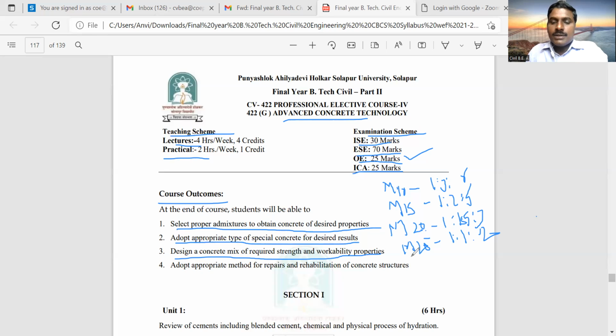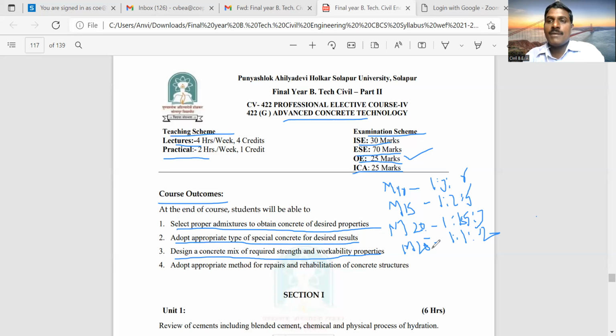So after these four grades, if we go for the next grade, we have to do the concrete mix design. In unit number 7, we do the concrete mix design, and if you attend the theory examination, there may be an 8 to 10 mark question on concrete mix design. It means we have to solve the problem of designing the concrete mix.